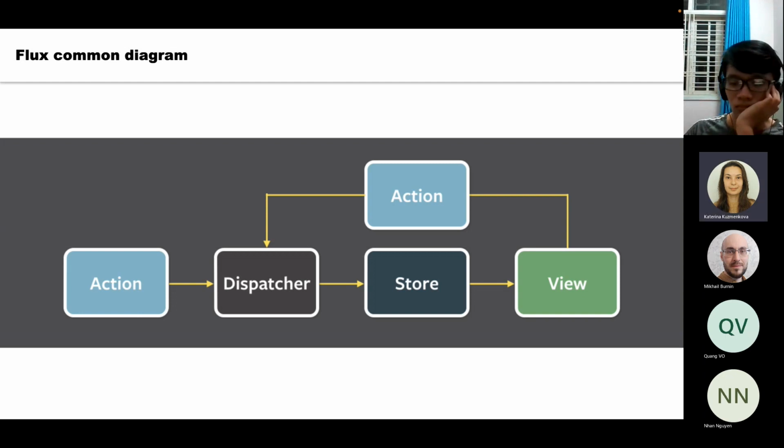Then the stores update themselves in response to an action and emit a change event to alert the controller view. Then the controller view listens for change events, retrieves new data from the store, and provides the new data to its descendants in the component tree.